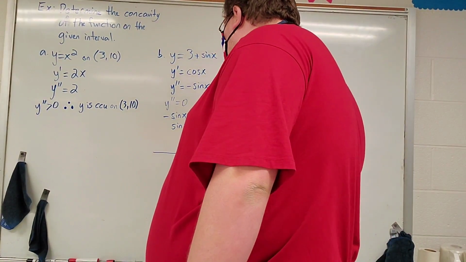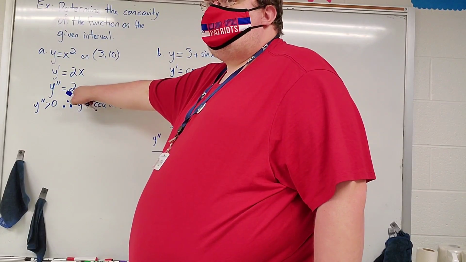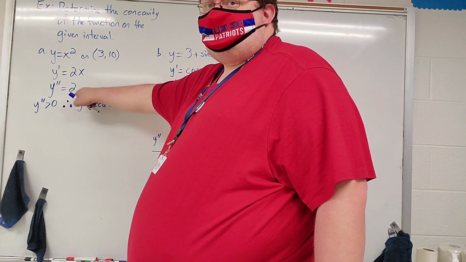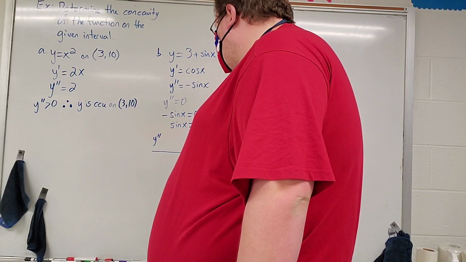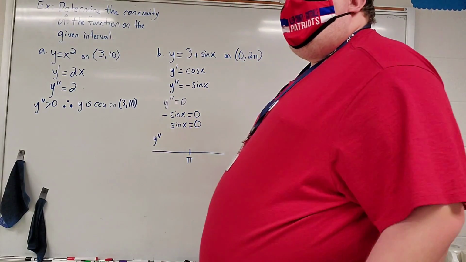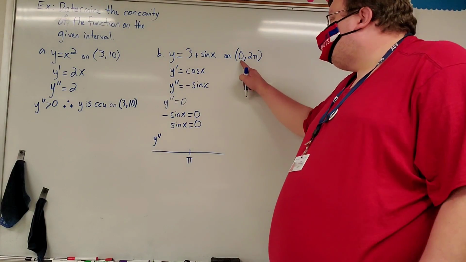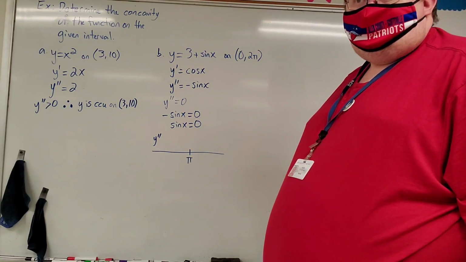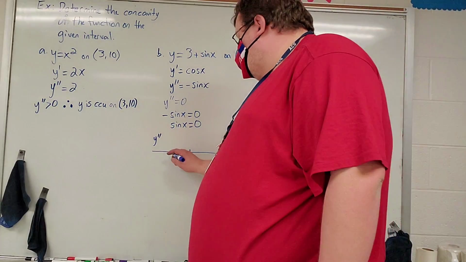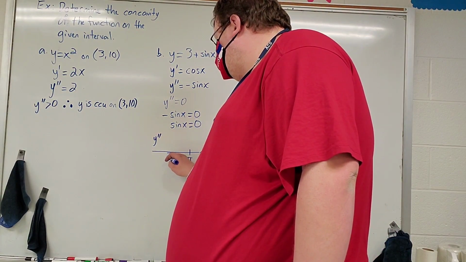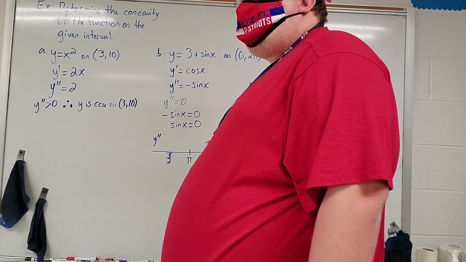So we're going to do a sign chart for y double prime here. We got away with not having to do a sign chart there because it was a constant for the second derivative. Okay, but now the second derivative is potentially changing signs. Pi is going to be our one value we're going to use. We don't need to use the endpoints for obvious reasons because they're 0, 2 pi. So how about pi over 2 and 3 pi over 2, the other two quadrantal angles?